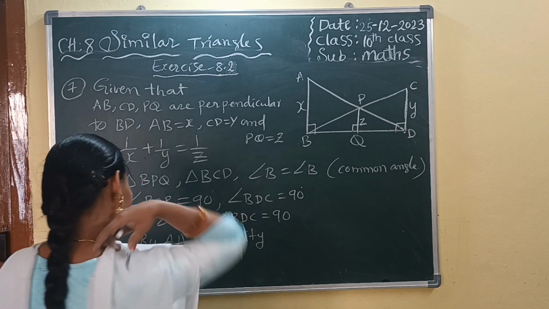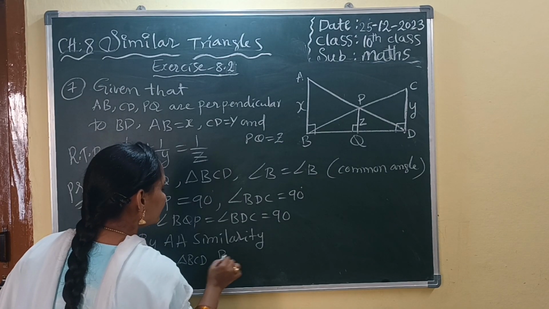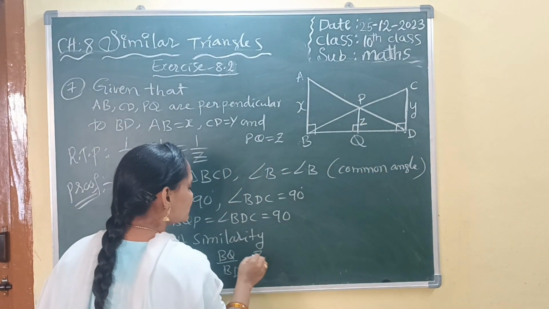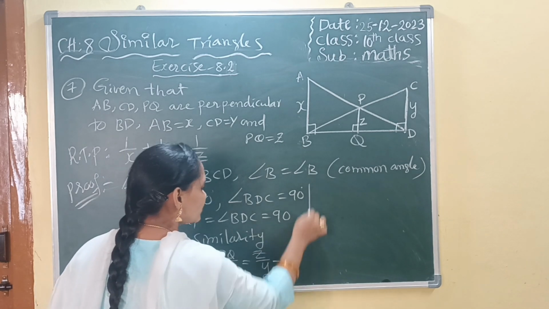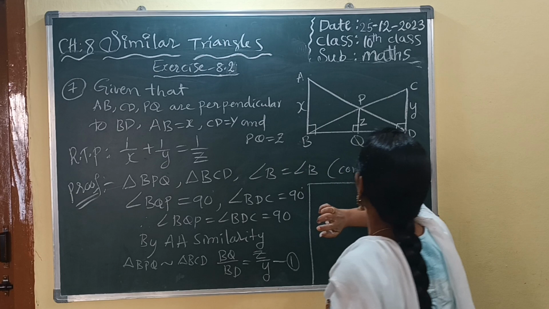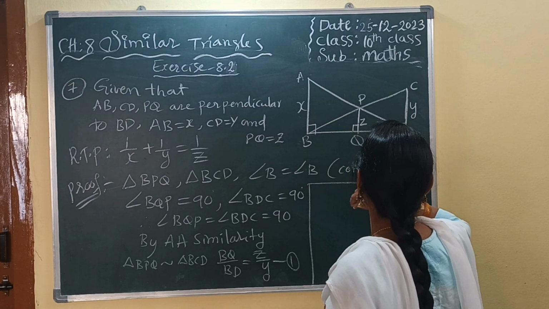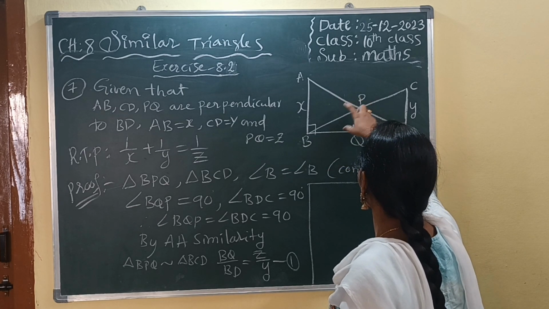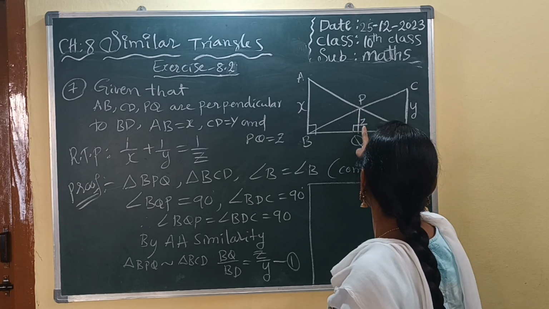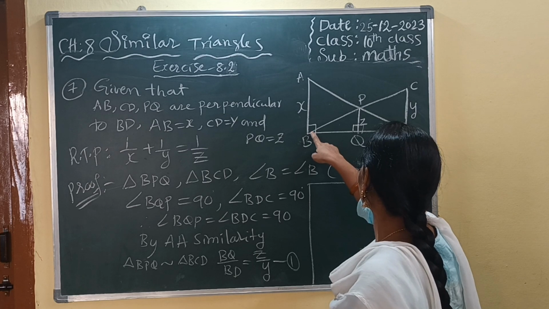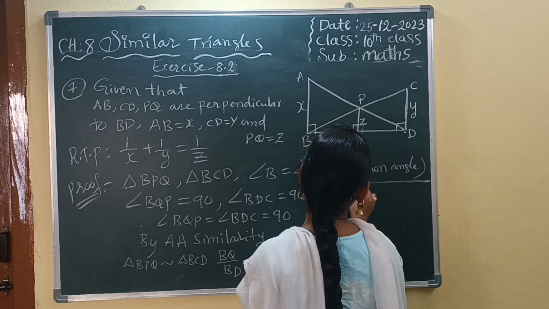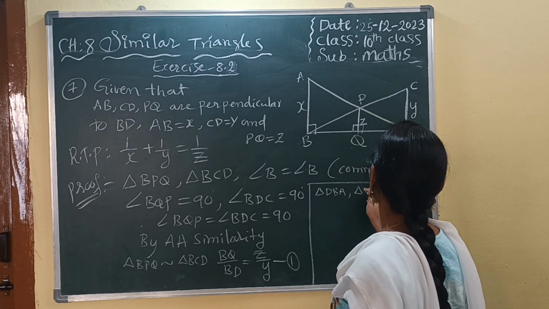Whenever the two right angle triangles are similar, we can write BQ by BD is equal to Z by Y, since the ratio of corresponding sides is proportional. Let us say equation 1. In a similar way, observe from this side: BDA and also BQP. This is a right angle triangle and a big triangle. In this big triangle, a right angle is there, and B is a common angle. Triangle BDA and triangle PQD.